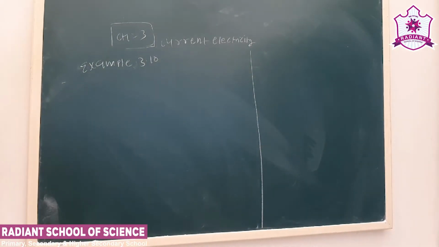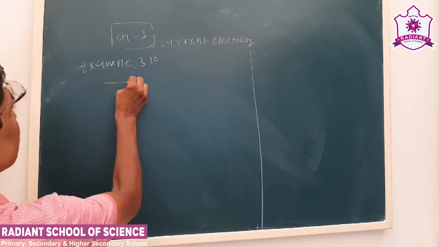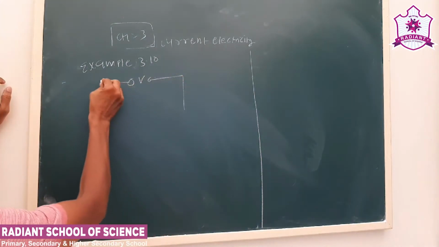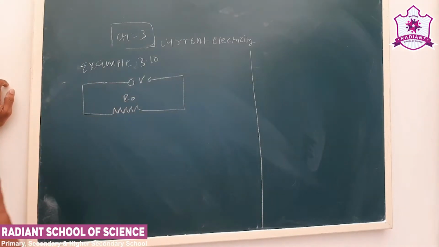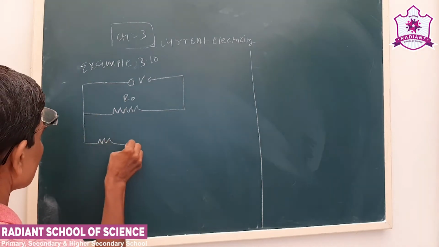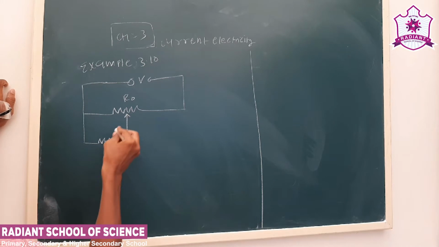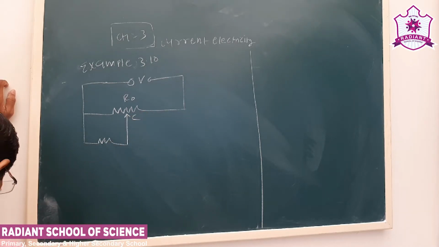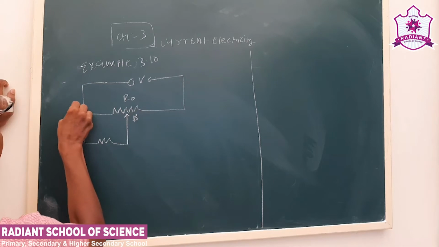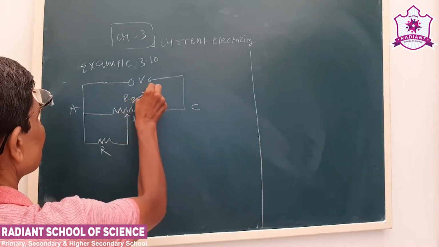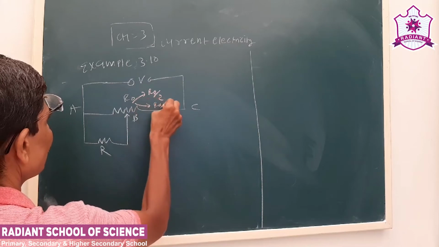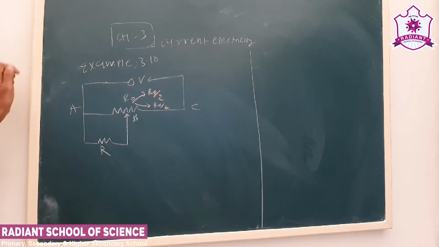See, this is an important one from the point of view of examination. Here is a battery connected with the resistor R0, and resistor R. R0 is a potential divider between points A and C. Point B divides it into two parts, R0 by 2 and R0 by 2. So how will the circuit be drawn again?